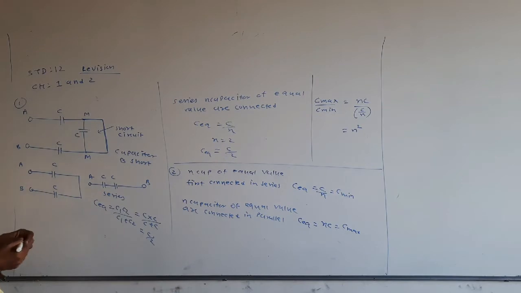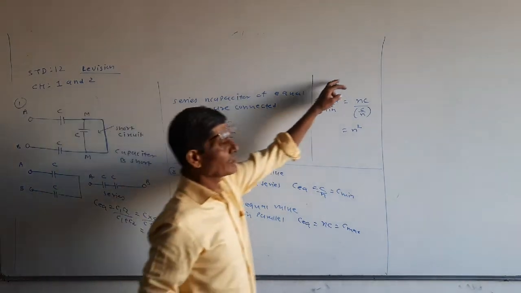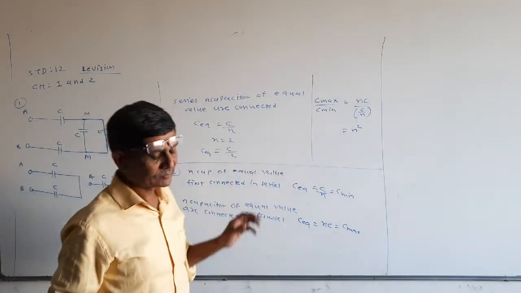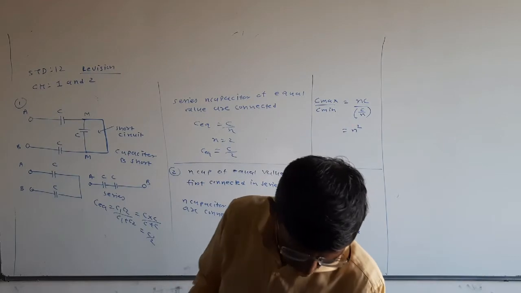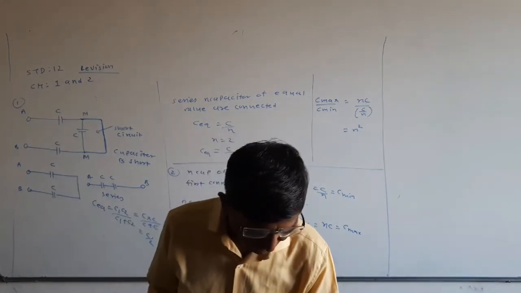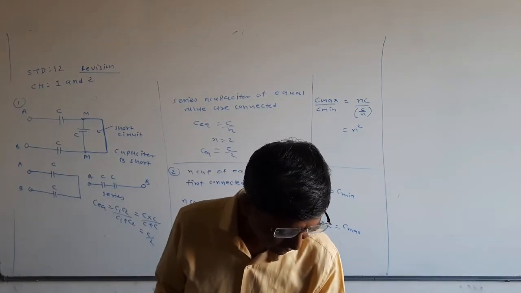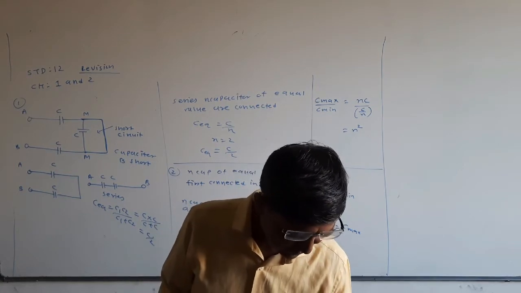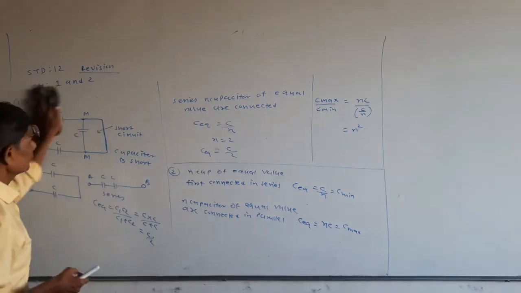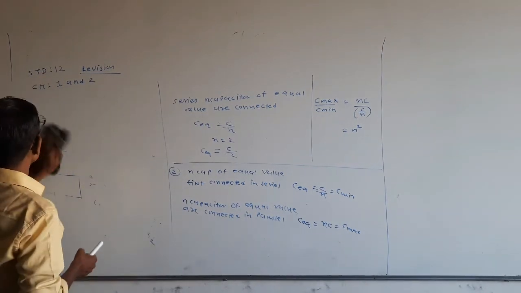So if n capacitors of equal value are connected first in series and then in parallel, the ratio will become n square. So this can be useful to solve MCQs based on this formula. Now let us take another example.